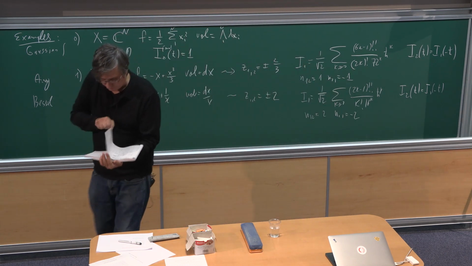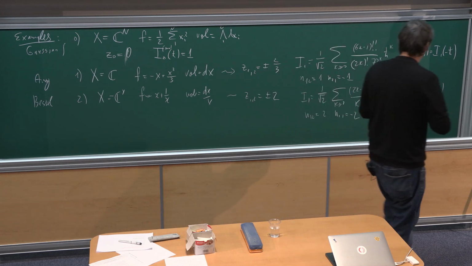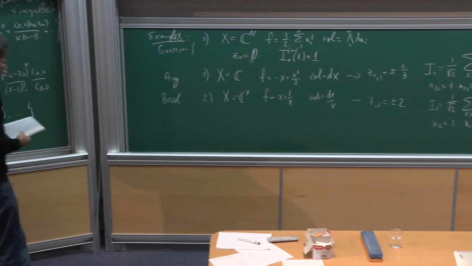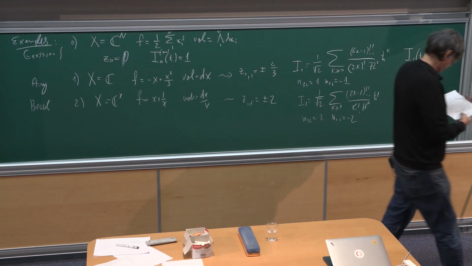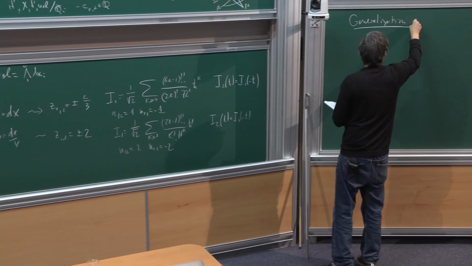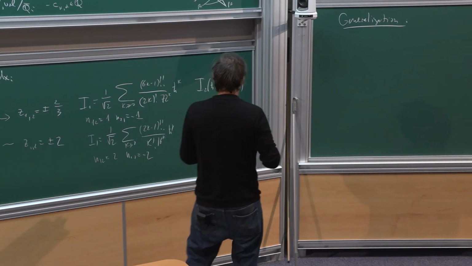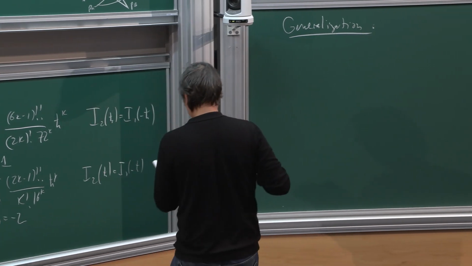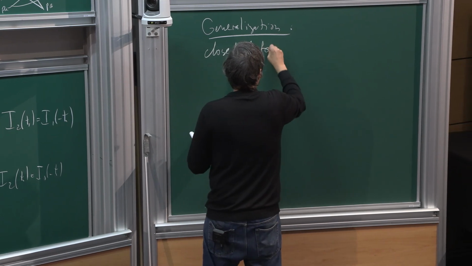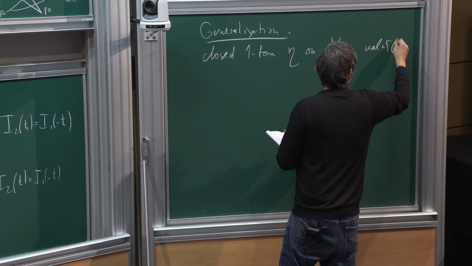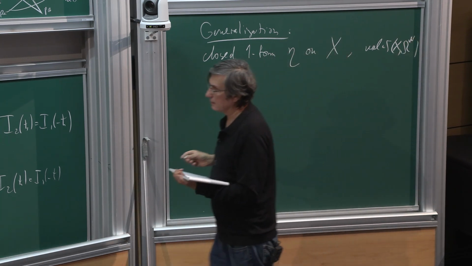Okay. Yeah, so these are elementary examples of the story, and one can generalize these things. The generalization is that instead of a function on a variety, suppose we have a closed one form. Let's say eta on x, and also the volume element.